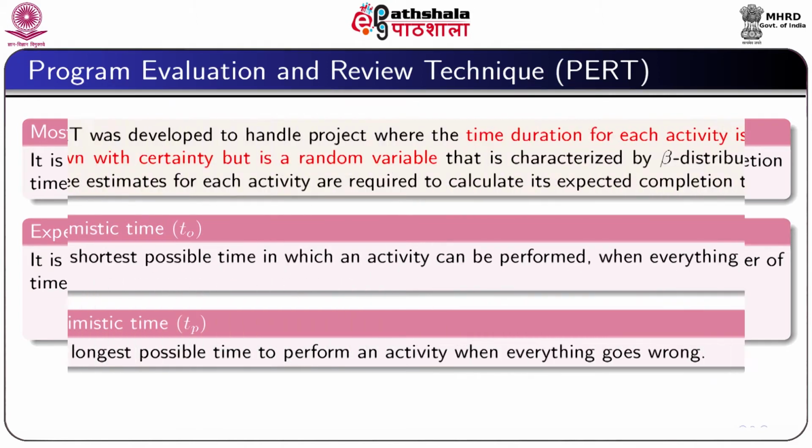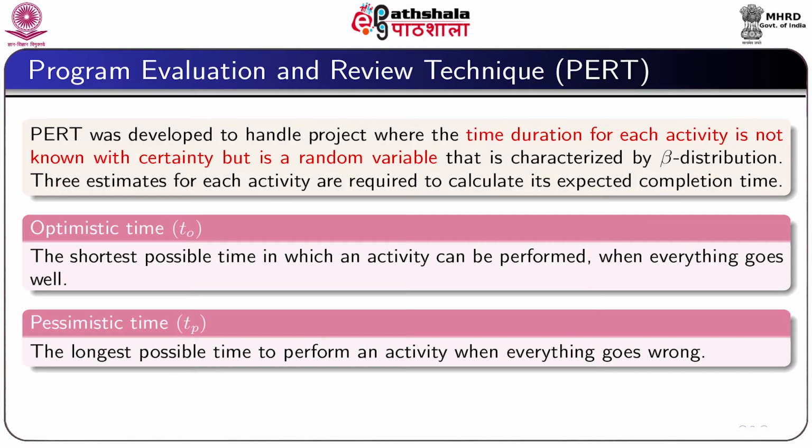Here, one thing I would like to mention is that the activity time is assumed to be characterized by beta distribution, possibly because of the following reasons. Beta distribution is a unimodal distribution. It has finite non-negative endpoints, and the probability distribution can be symmetric or non-symmetric.